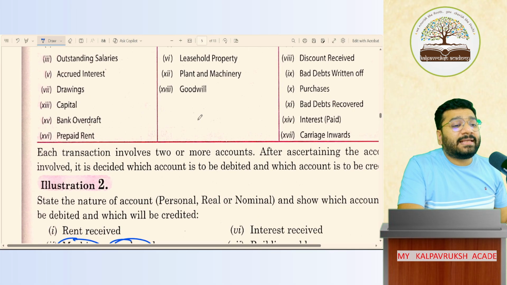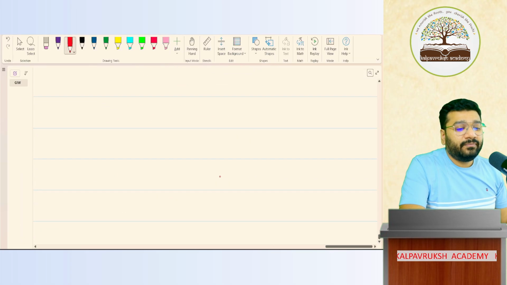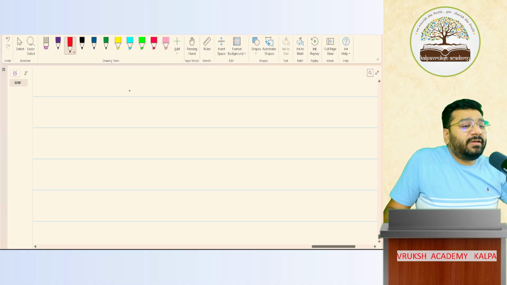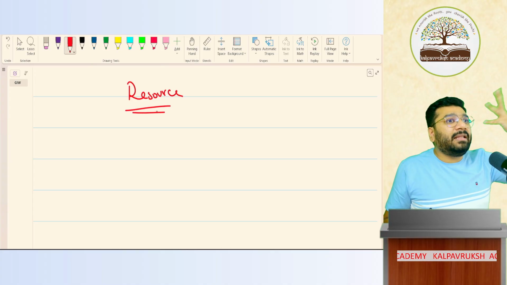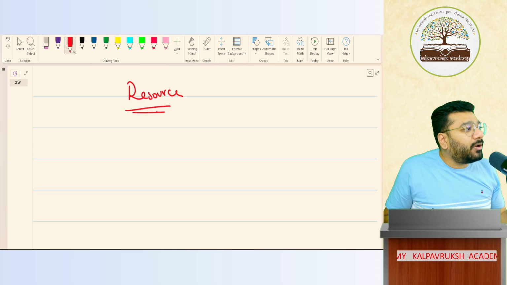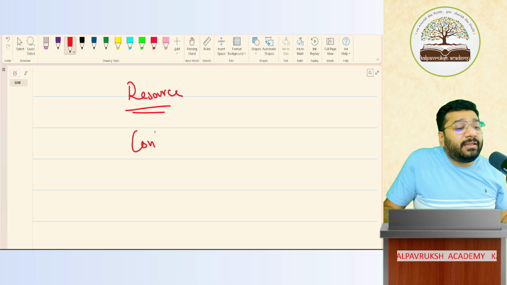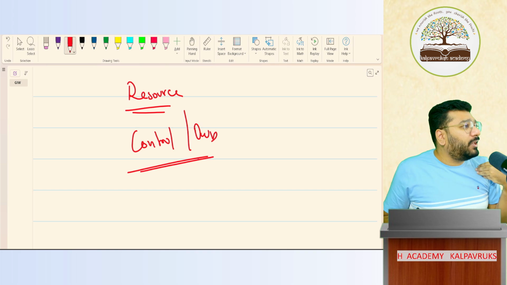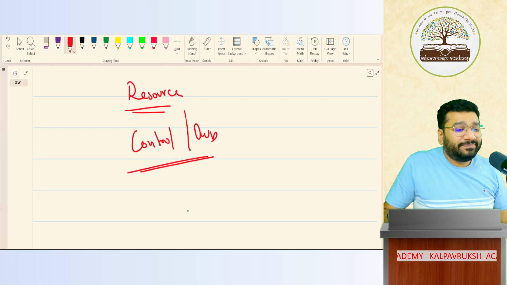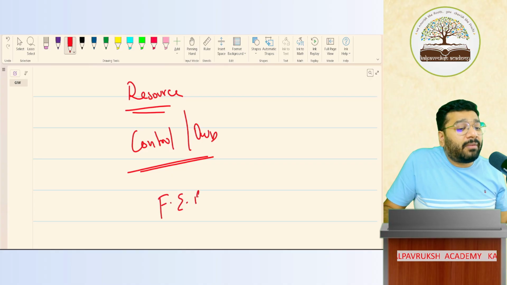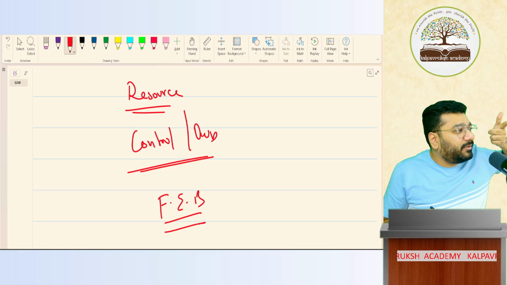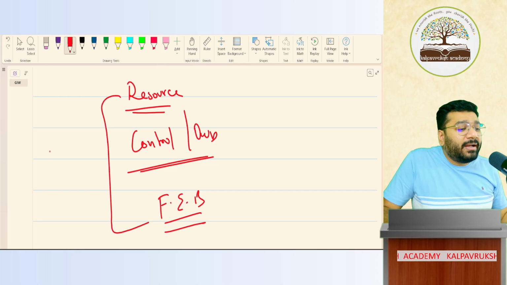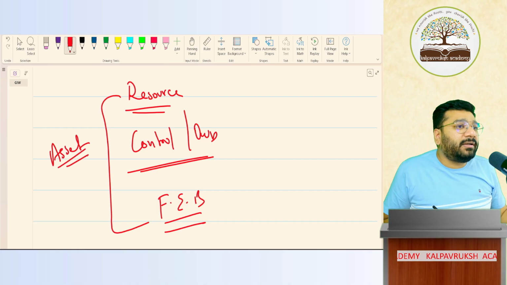For an item to be an asset, what are the conditions? First, the asset should be a resource. It should be a resource for earning money in the business. Using the machine, will I do business or not? Yes. Second, I should either control or own it. The machine I am purchasing, who is the owner? I am the owner. Second condition satisfied. Third, I should be using this machine to derive future economic benefit, meaning I should earn money out of it. If all three conditions are satisfied, this is your asset. Got it, not got it?